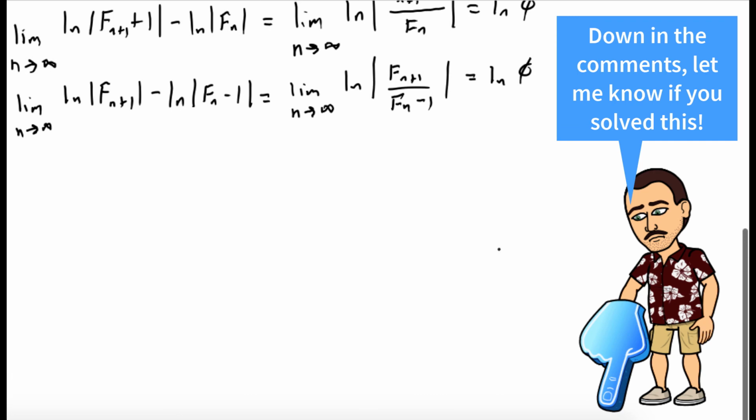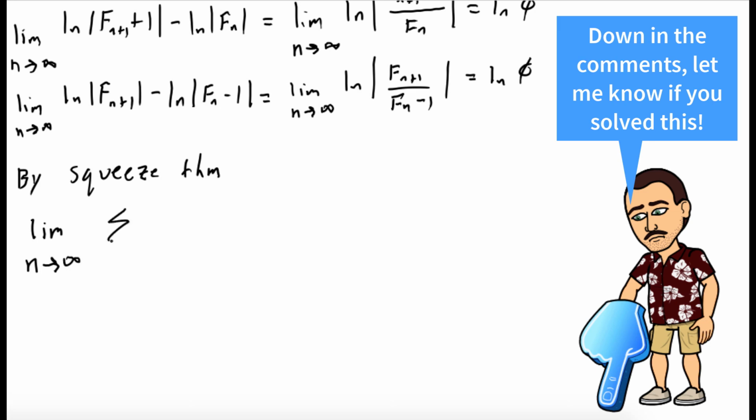So our series is bounded below by the natural log of phi in the limit and above by the natural log of phi. So if we use the squeeze theorem, we could conclude that the limit as n goes to infinity of the sum from k equals the nth Fibonacci to the n plus first Fibonacci of 1 over k is equal to the natural log of the golden ratio.